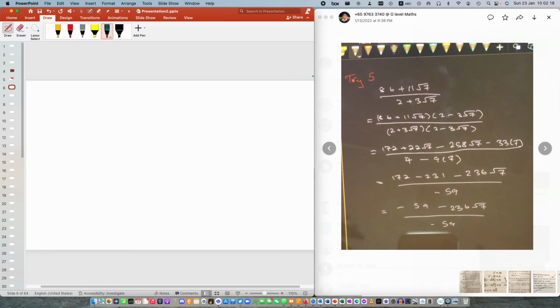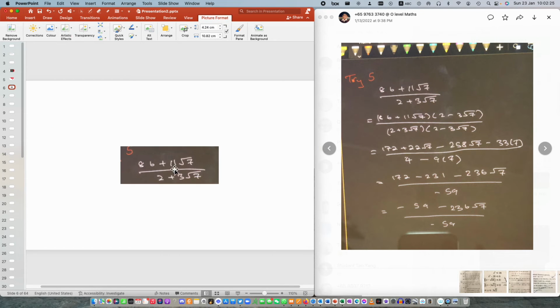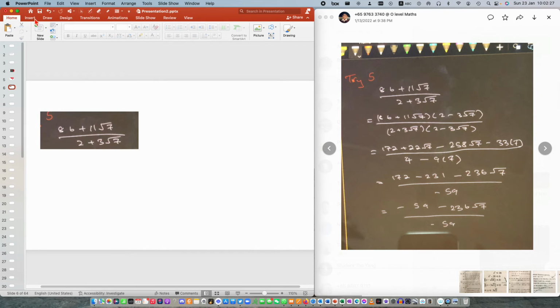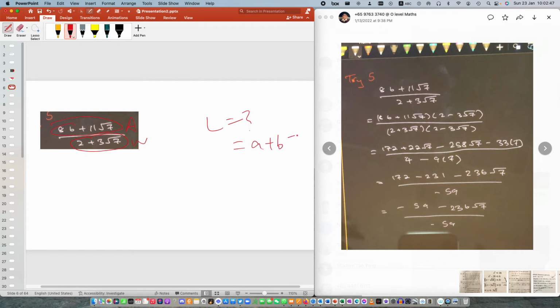So let me just get this. Okay, I think I kind of remember the question. I think this is the area, and this is the width, and you are asked to find the length. If this is the width, you are asked to find the length, and you know that the length is given in this format. They tell you to please express the length in this format.